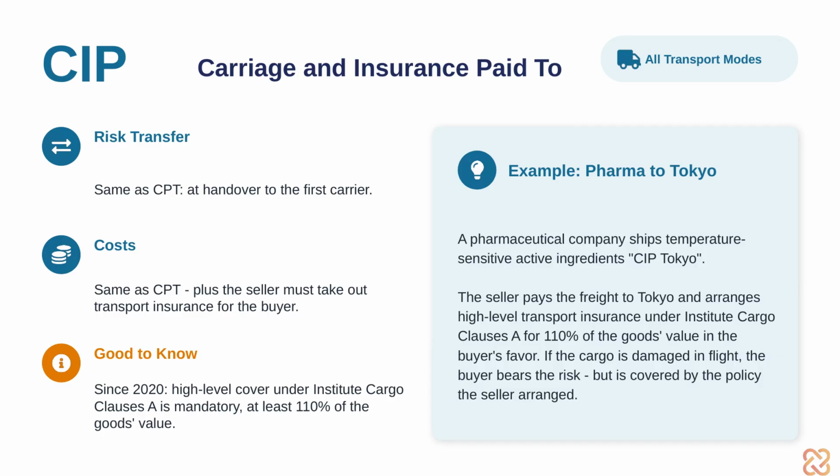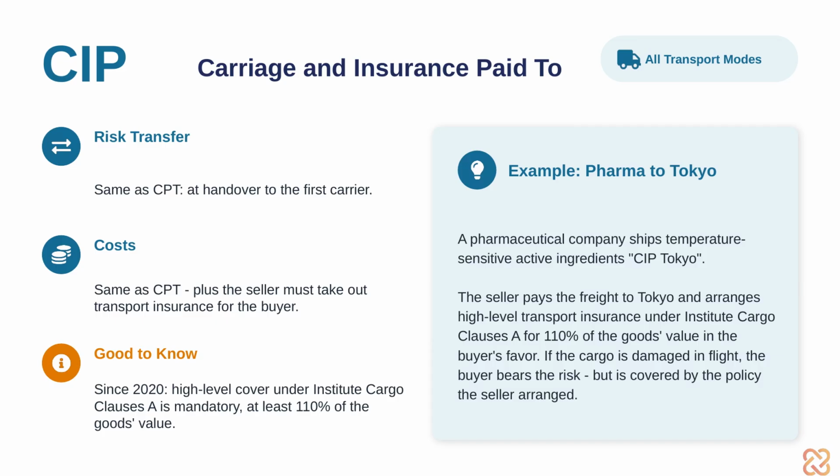There's an important rule in the 2020 edition here. Under CIP, a high level of insurance cover is mandatory. This usually means cover under the Institute Cargo Clauses A or a comparable level of cover. Insurance is typically arranged for 110% of the goods value.